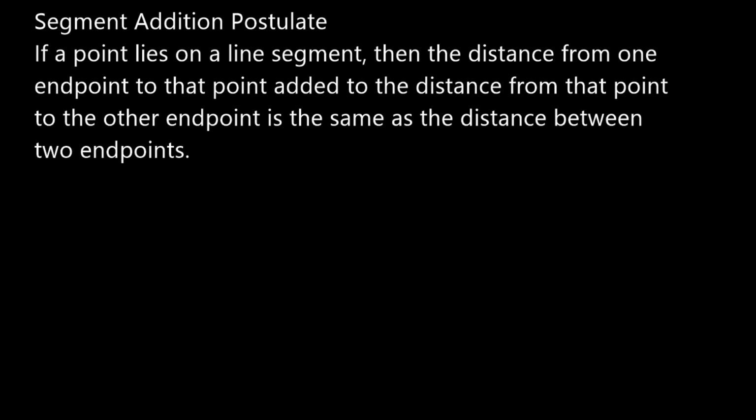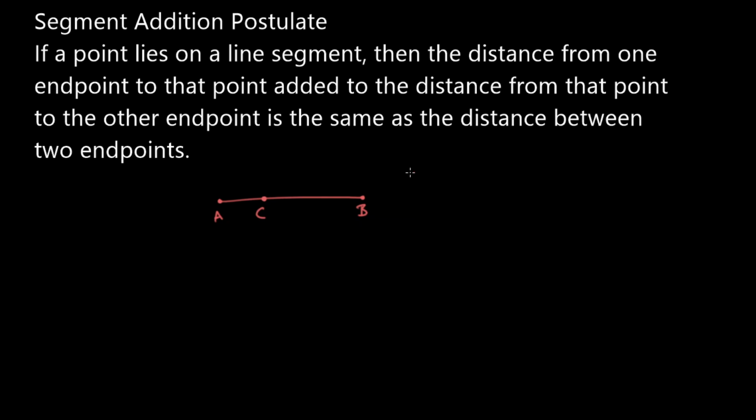Our next postulate is the segment addition postulate. What the segment addition postulate tells us is that if a point lies on a line segment, then the distance from one endpoint to that point, added to the distance from that point to the other endpoint, is the same as the distance between the two endpoints. This is a really long way of saying another really obvious fact, which is that if I have a segment, call it AB, and I have a point on here someplace, call it C, it'll be the case that the distance from A to C plus the distance from C to B will be the same as the distance from A to B.